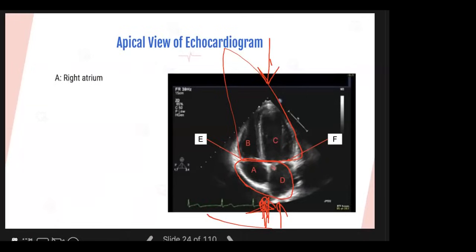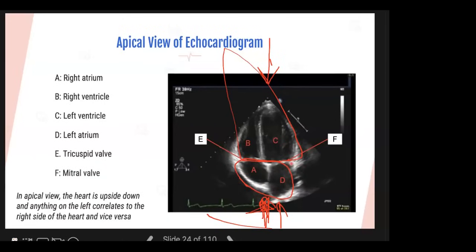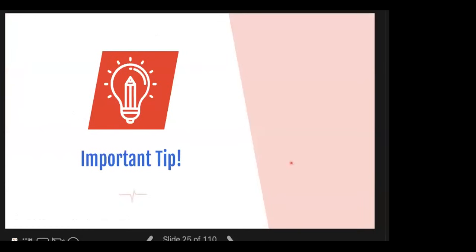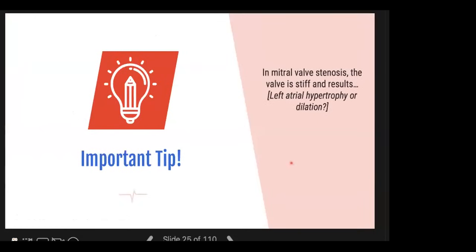Again, A is going to be the right atrium. B is going to be the right ventricle. C is going to be the left ventricle, and D is the left atrium. This is the most posterior structure, of course. And of course the valves are between the atrium and the ventricles. Now, another important point is that in mitral valve stenosis, the mitral valve is going to be very rough.